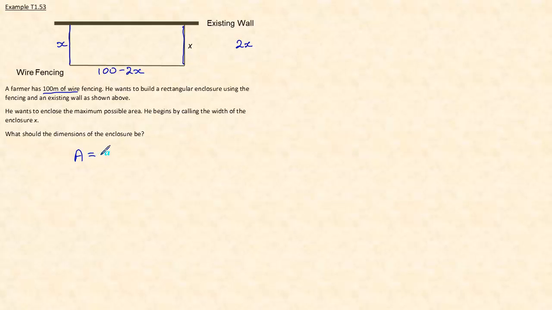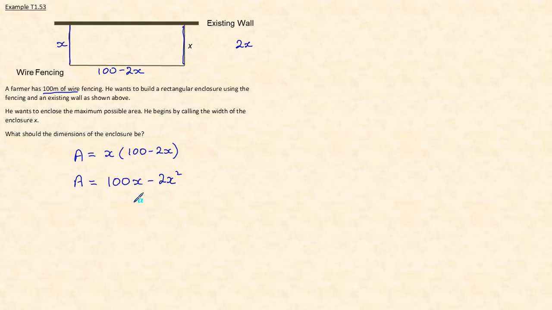The area of a rectangle is the length times the width, so we could write that as x times (100 minus 2x), and we could expand that out to give us 100x minus 2x squared, and we want the maximum of this function, so therefore we're after the vertex.